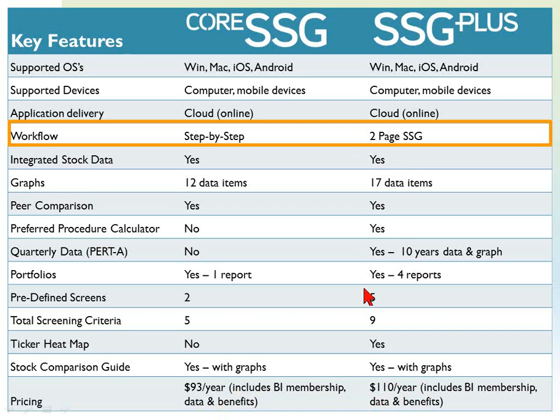So getting back to it, there are just more features and functionality in SSG Plus. You have more graphs, same peer comparison, same data, same way of comparing with peers. SSG Plus has preferred procedure, it has more quarterly data, it has more portfolio reports, more screening options, the ticker heat map. Now, these last things that I mentioned, screening options and ticker heat map, are really about finding stock ideas. And we do a special webinar for those. There's also a quick start guide for all the different ways Better Investing can give you stock ideas of quality growth companies of various flavors.